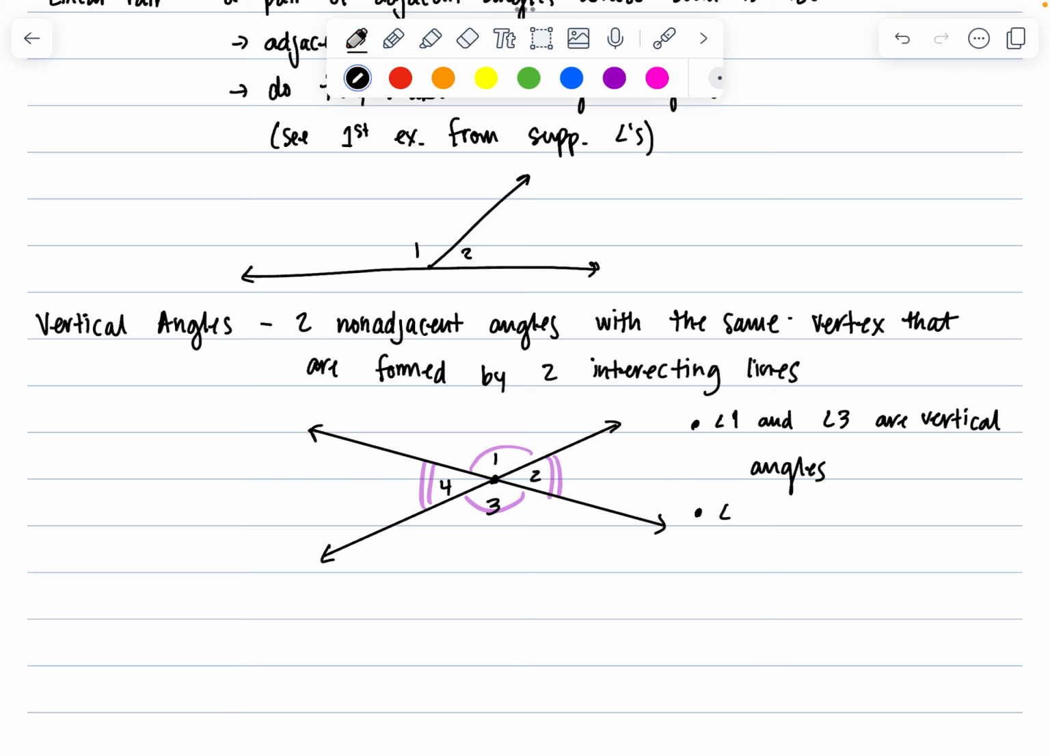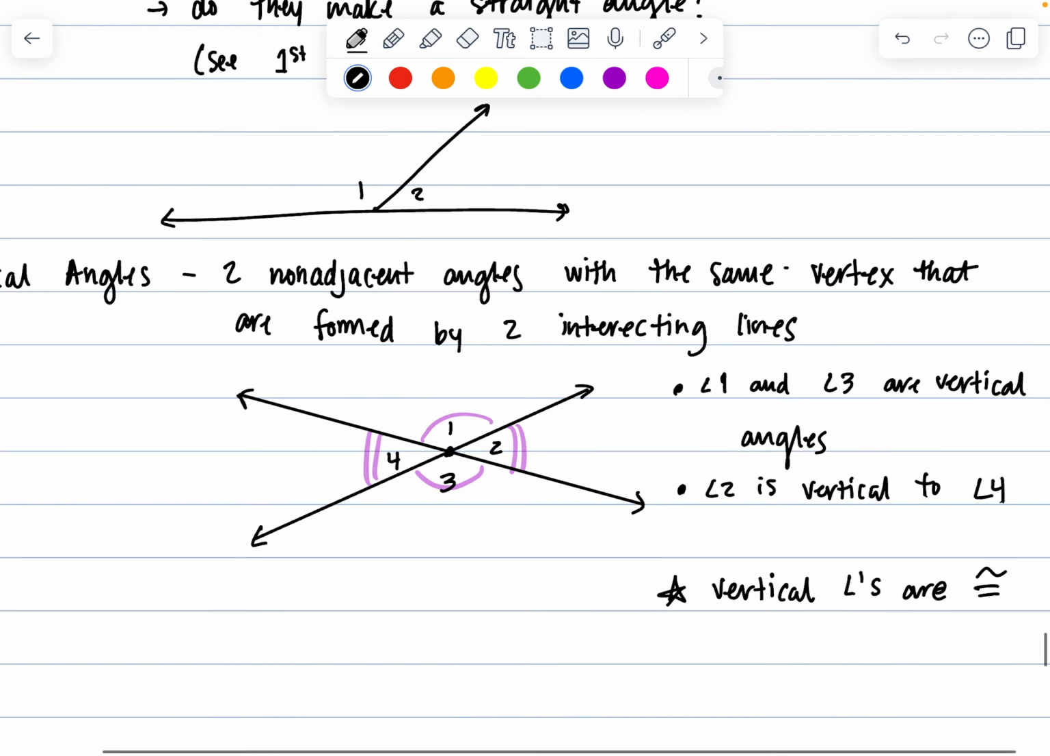Angle 2 is vertical, this is a different way to say it, is vertical to angle 4. Okay, and here's the kicker. Vertical angles, I'm going to shorthand this, vertical angles are congruent.